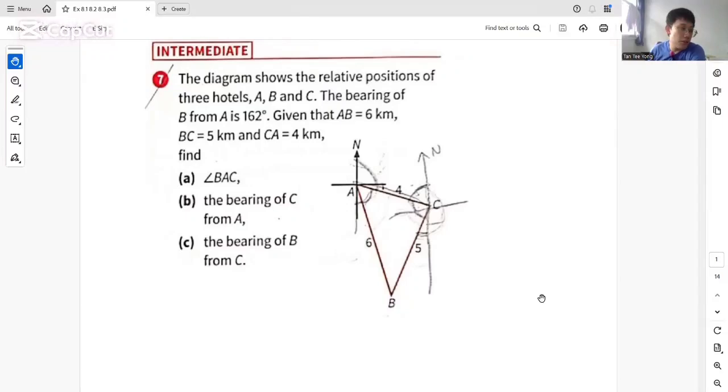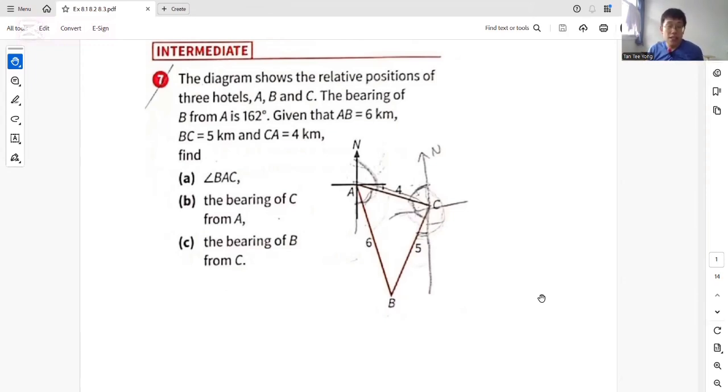Good afternoon, everyone. Today I'll be going through exercise 8.1 from the new Discovering Math textbook. This textbook is slightly different from the Think textbook. Users of this new Discovering Math textbook can use this video.